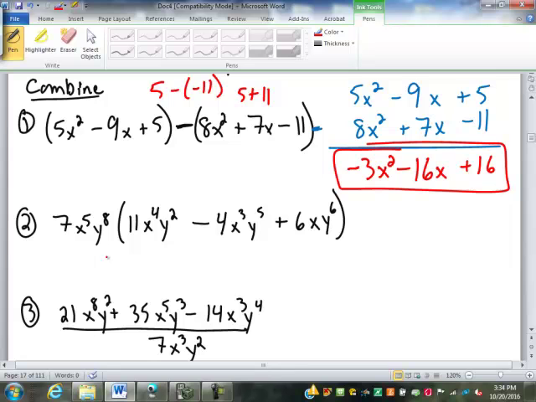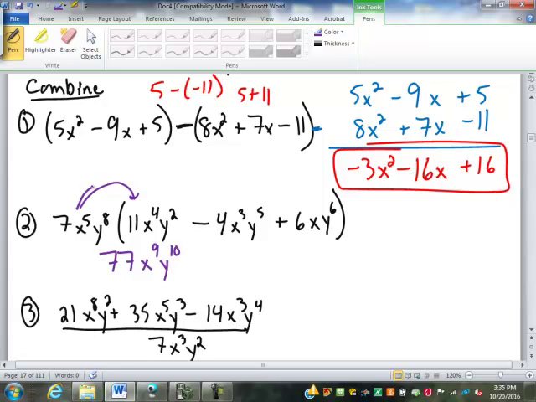The next one, we're multiplying, there's nothing we can do inside the parentheses. So we're going to multiply through by the 7, x to the 5th, y to the 8th. So 7x to the 5th, y to the 8th, times 11, x to the 4th, y squared. 7 times 11, 77. X to the 9, 5 plus 4 is 9, and y to the 10.